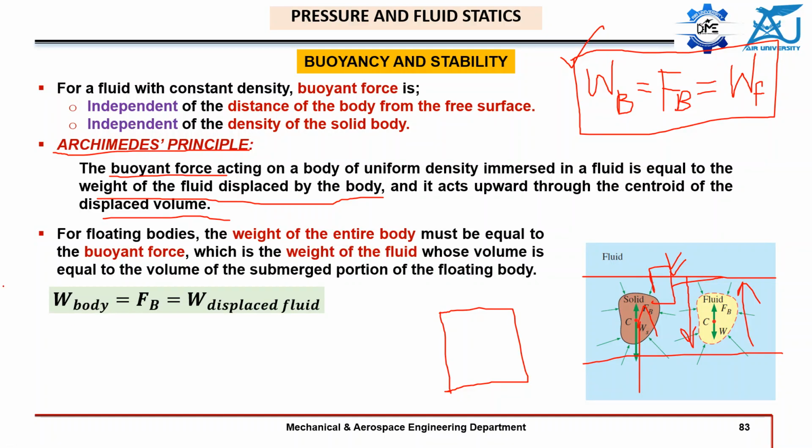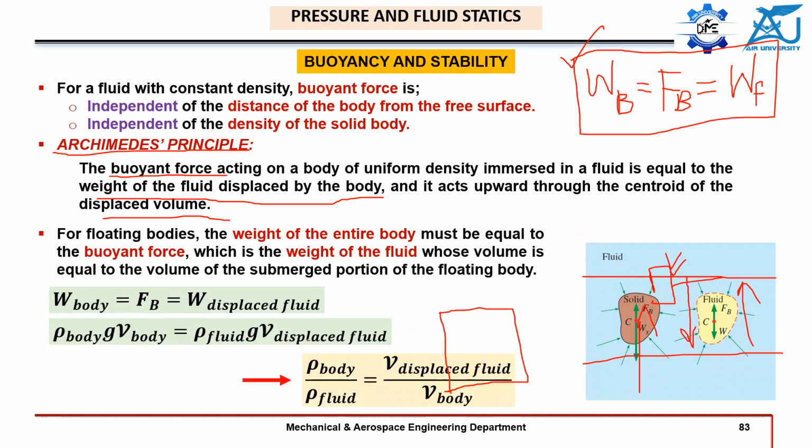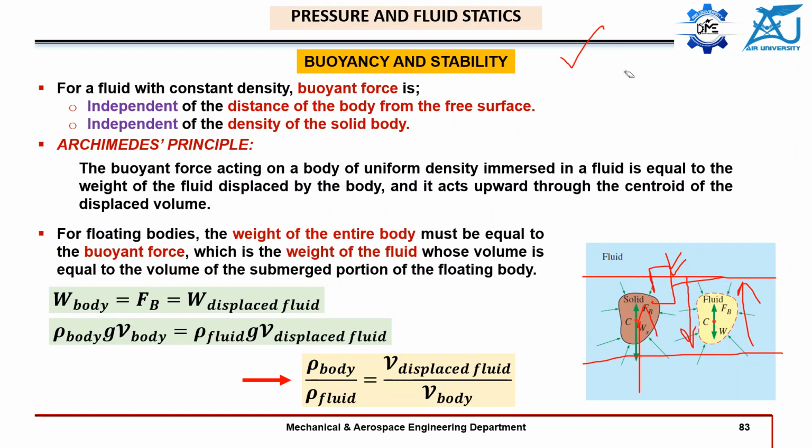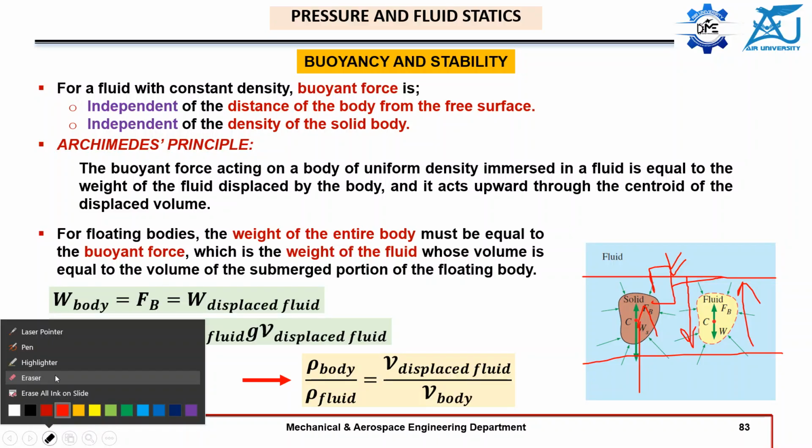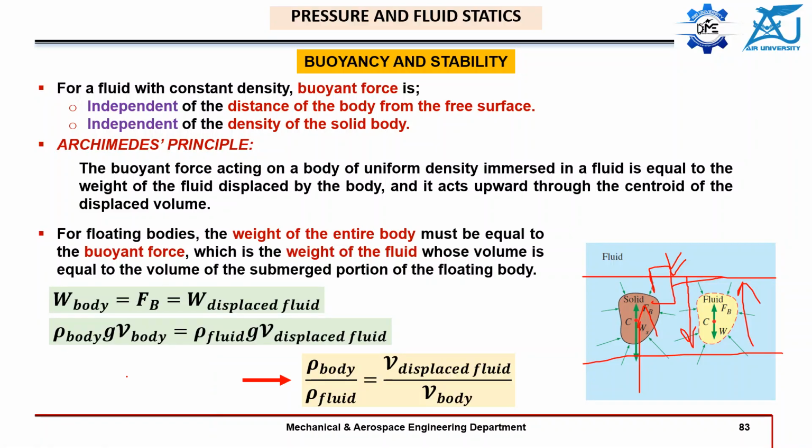Okay, so this is that condition, and if we simplify it, we get this value because the weight of the body will be rho density of body times g times v, the volume of the body, and that is equal to rho fluid times g times volume displaced. Okay, so this is your equation, which is very important and very useful and also very simple to understand.